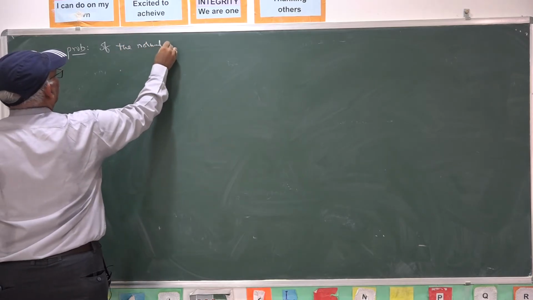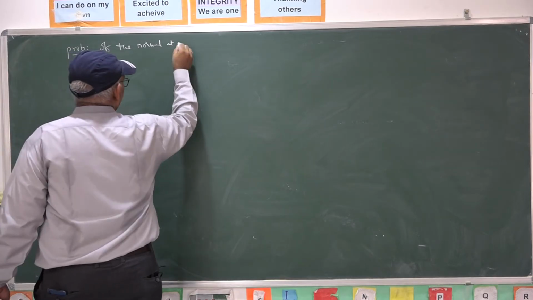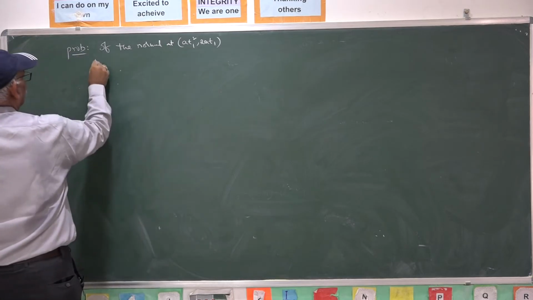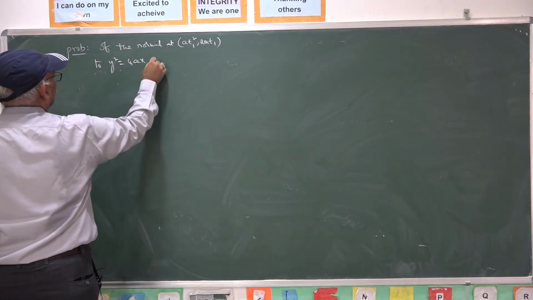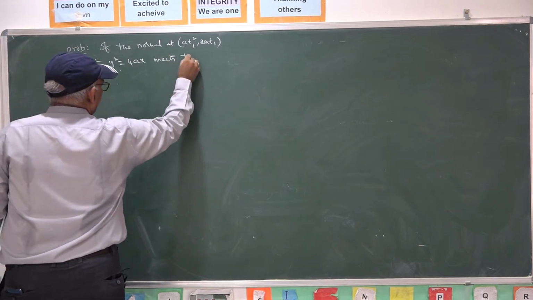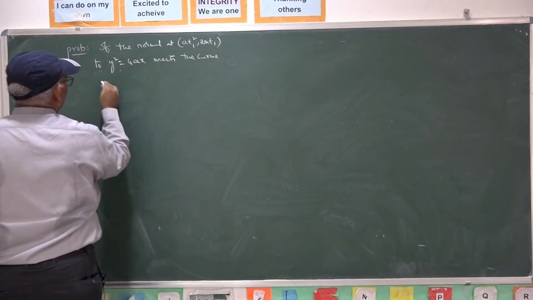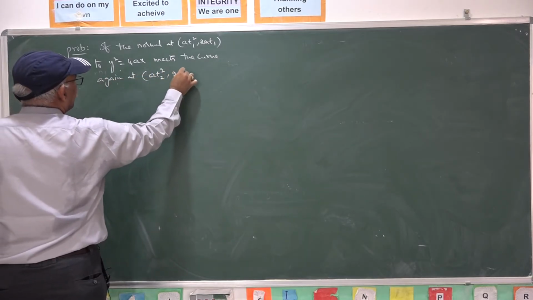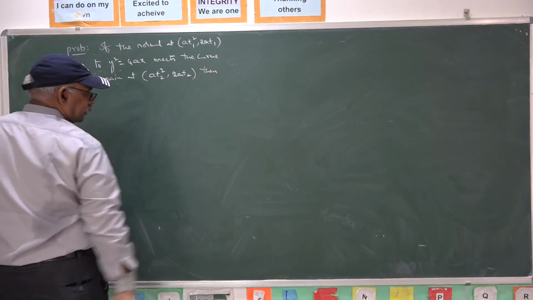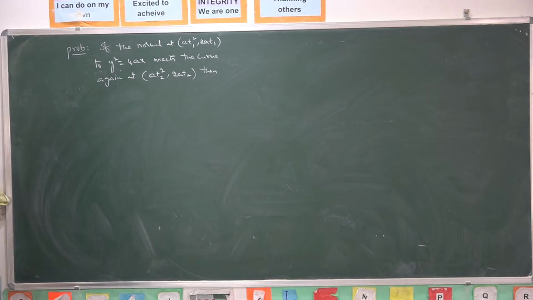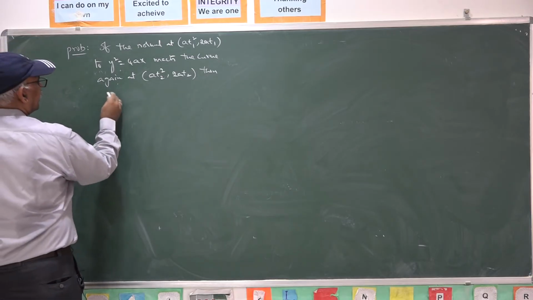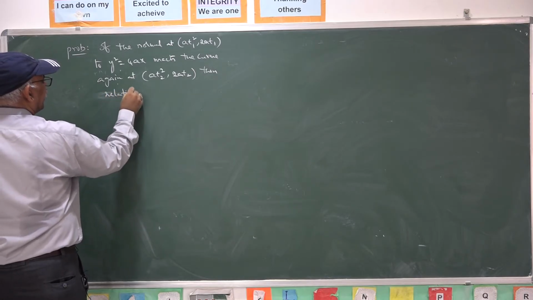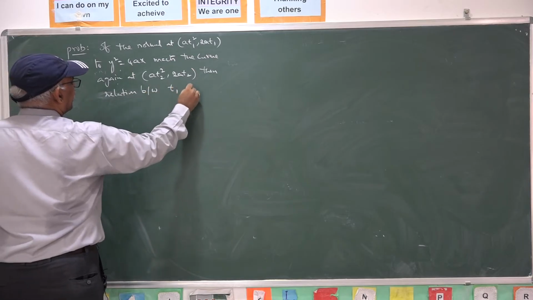Next problem. If the normal at a t1 square comma 2a t1 to the parabola y square equal to 4ax meets the curve again at a t2 square comma 2a t2, then the relation between t1 and t2 is.